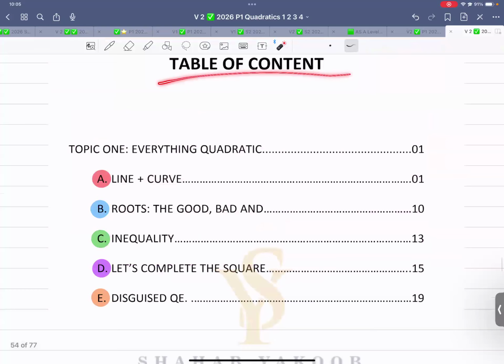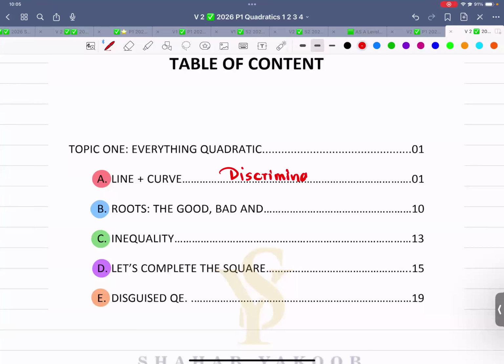This is the table of contents from the topical book. The first part is about the relation between line and curve. Technically, this is about questions related to the discriminant b square minus 4ac. And then the second part is about the roots, whether the roots are real and distinct, whether the roots are real and equal, whether the roots are imaginary, and so on. So technically, these two are linked.